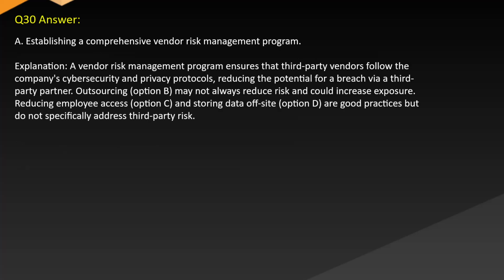Answer A. Establishing a comprehensive vendor risk management program. Explanation. A vendor risk management program ensures that third-party vendors follow the company's cybersecurity and privacy protocols, reducing the potential for a breach via a third-party partner. Outsourcing, option B, may not always reduce risk and could increase exposure. Reducing employee access, option C, and storing data off-site, option D, are good practices but do not specifically address third-party risk.